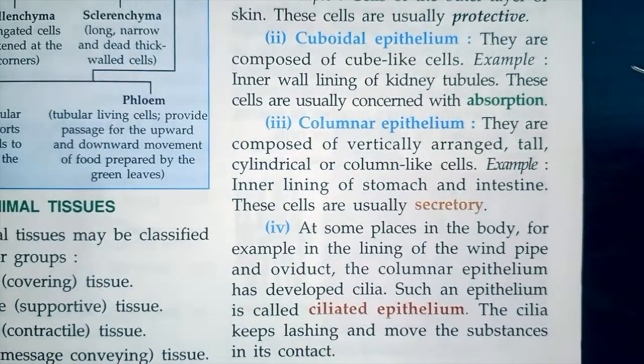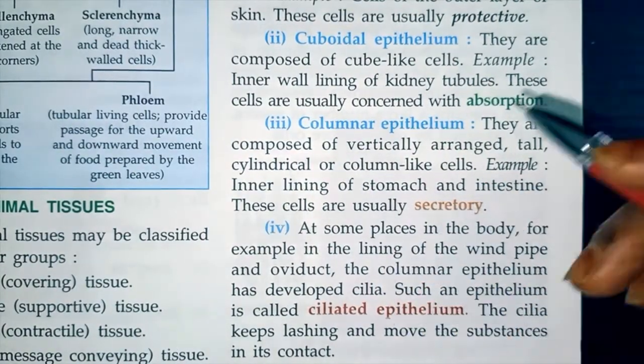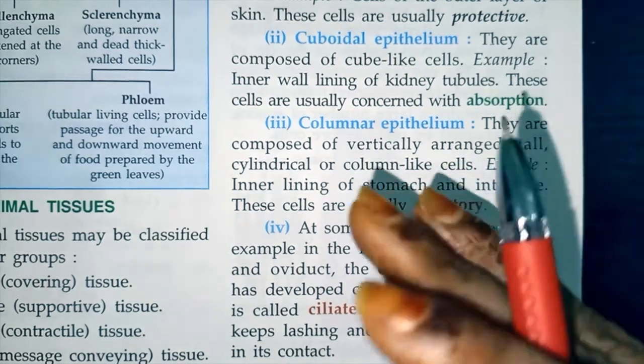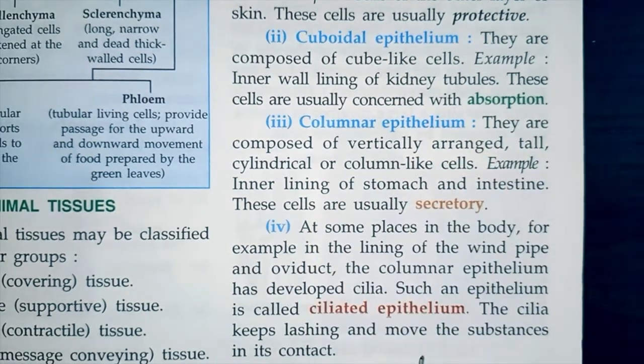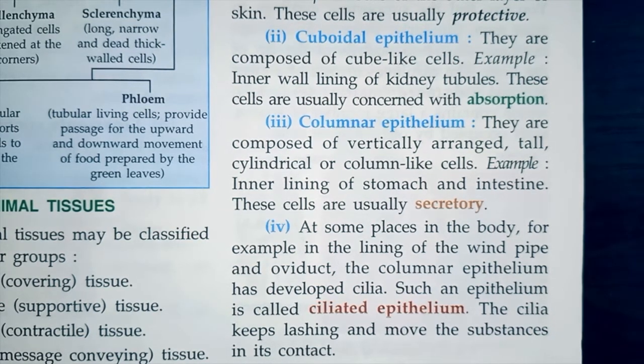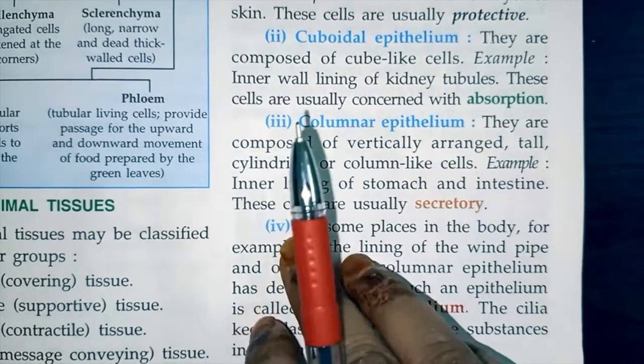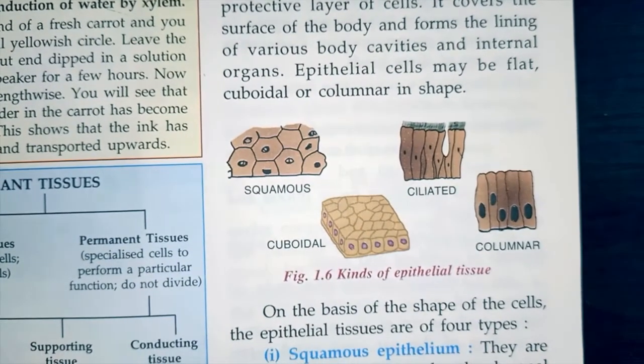All right. So what is their function? They help in the movement of substances. They keep lashing and move the substances in their contact. मतलब उसके contact में जो भी substances आता है वो उसको move करता है. They help in the movement. This is the diagram of ciliated epithelium.